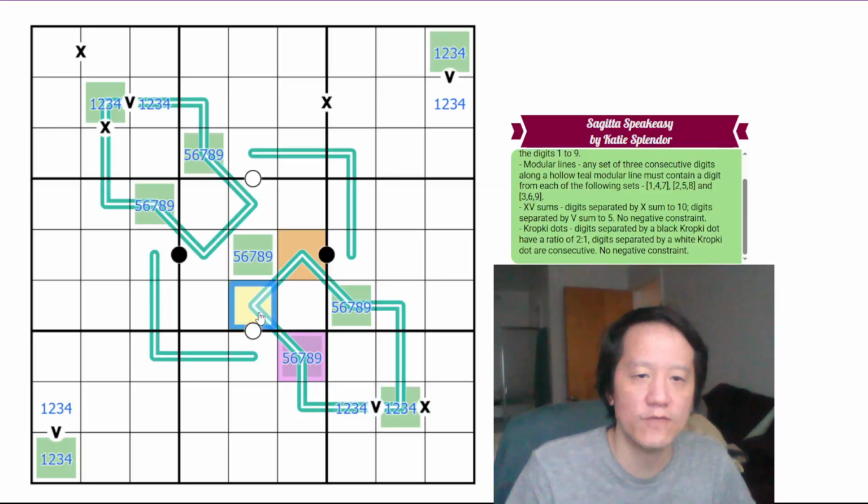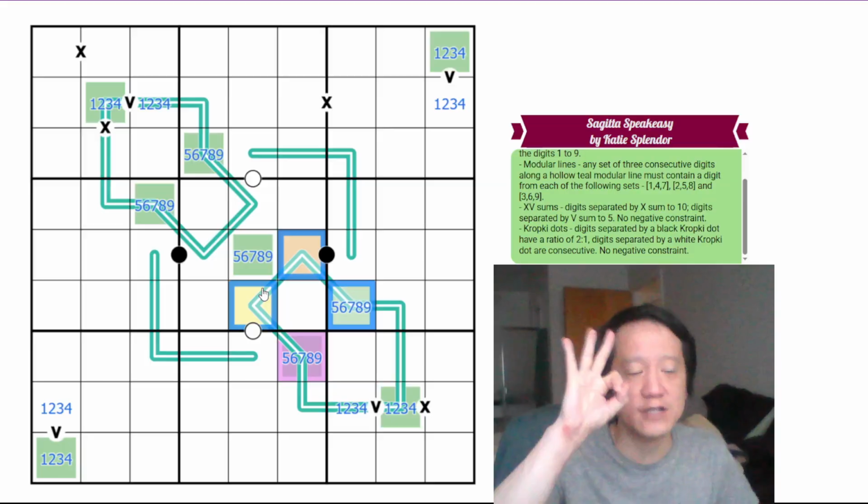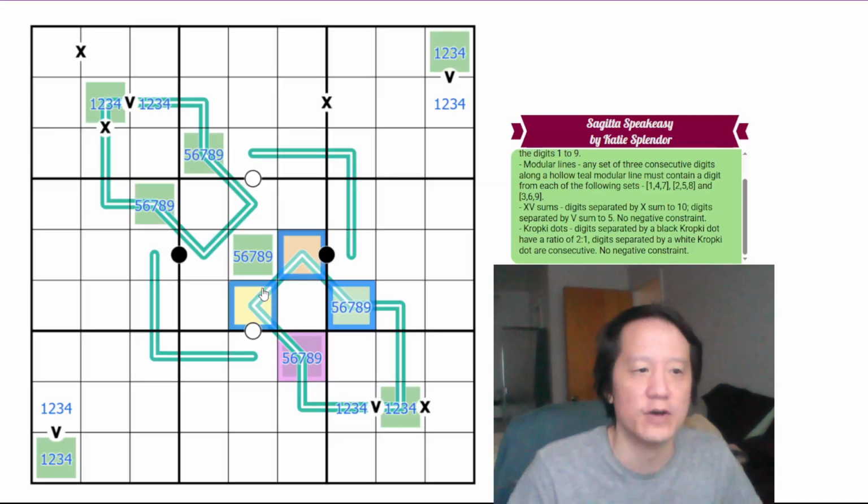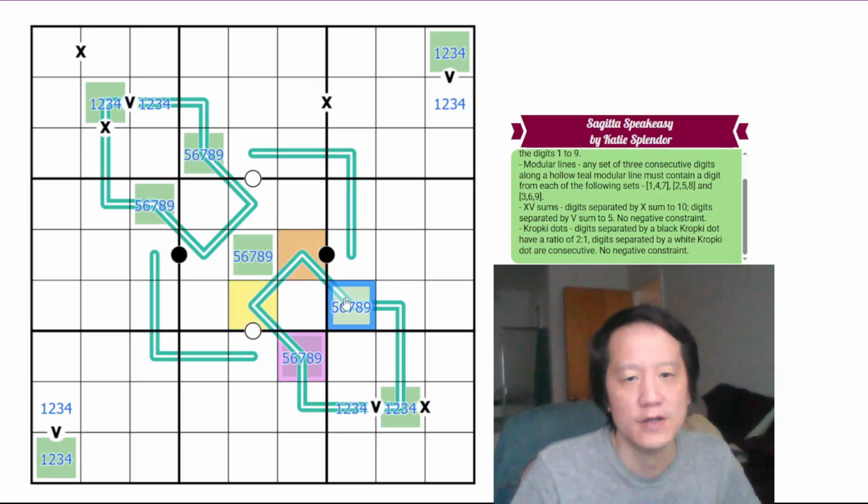Well, for these, we know these are three different sets, right? For these three cells, what are the sets possible? Well, we still contain the yellow and the orange set, which are two different sets, but we lost the pink one. So we need another pink to fulfill the rule that three consecutive cells must contain digits from three different sets. So this must be pink then because of that.